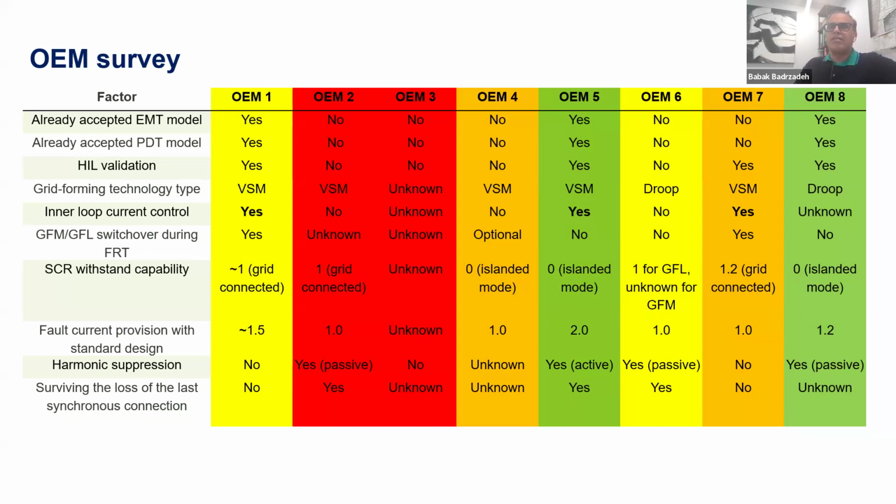And this is what I'm calling the GFM to GFL switchover during FRT, which is a direct consequence of having inner loop current control. Because as the fault happens, because of active and reactive current, especially reactive current to meet the statutory requirement, there is a very high chance, if not guaranteed, that you're going to hit the current limit. And once this current limit is hit, the grid forming inverter is going to behave like a grid following inverter. And arguably, that is probably during the time that grid formation is most desired. So take this into consideration. We will come back to this to a greater extent.